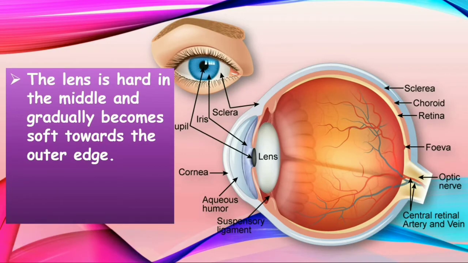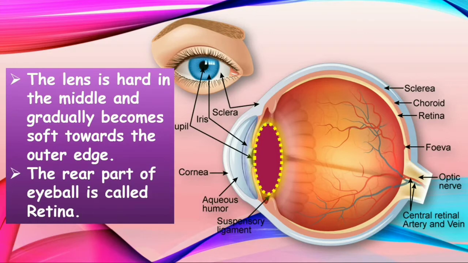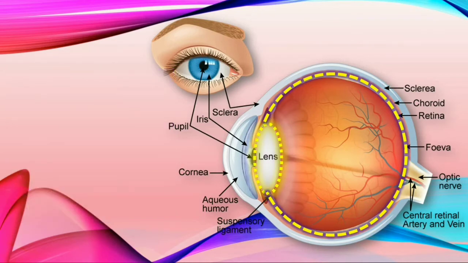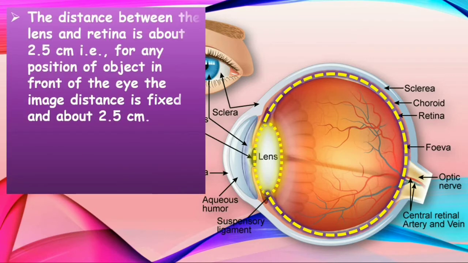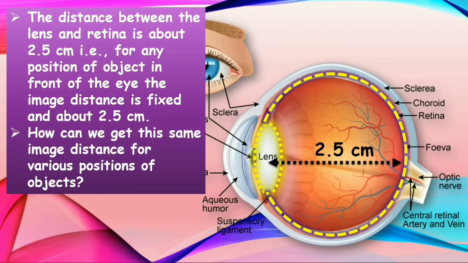The lens is hard in the middle and gradually becomes soft towards the outer edge. The rear part of the eyeball is called retina. The distance between the lens and the retina is about 2.5 centimeters. That is, for any position of an object in front of the eye, the image distance is fixed and it is about 2.5 centimeters.